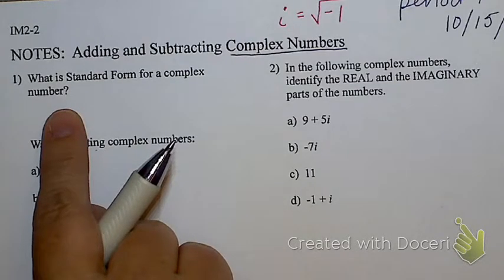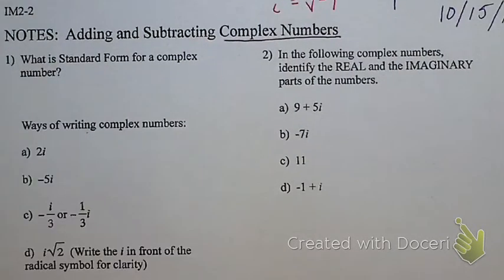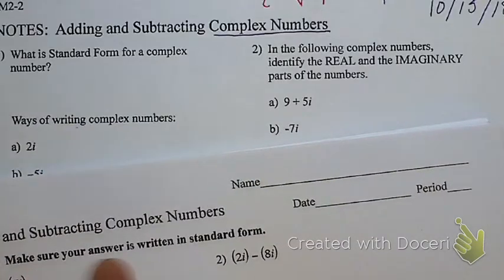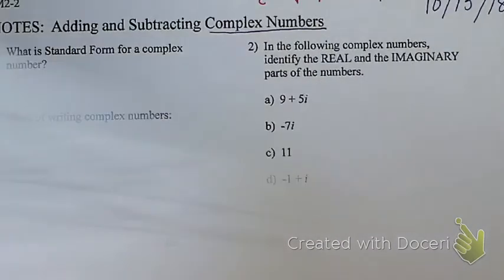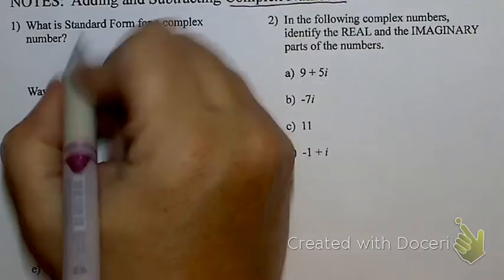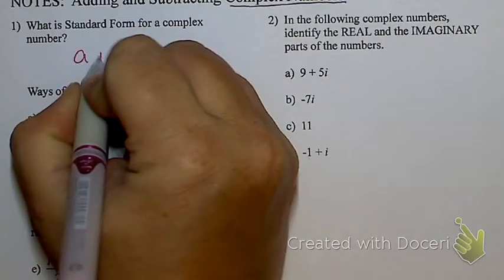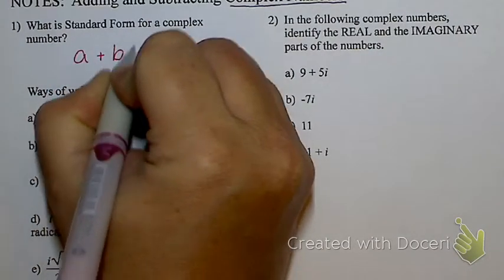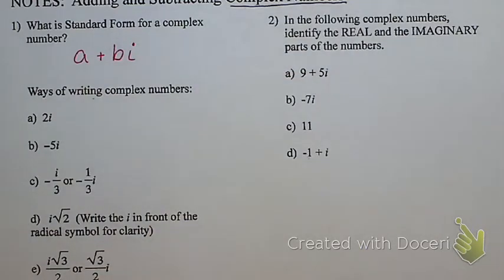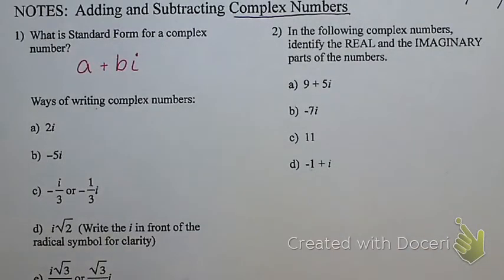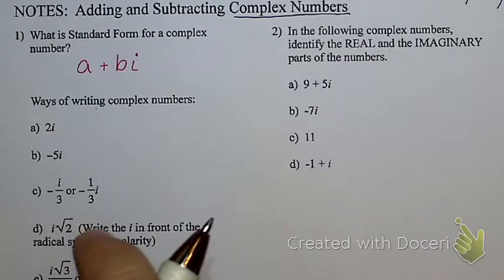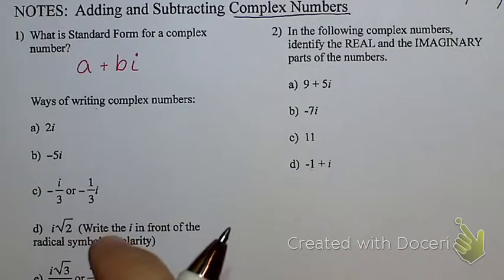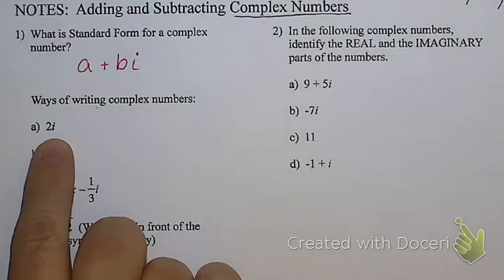Because your homework, it says simplify. Make sure your answer is written in standard form. So standard form for a complex number is a plus bi, meaning that the last thing written has to be your i. Capiche? So there's a few different ways of writing complex numbers.